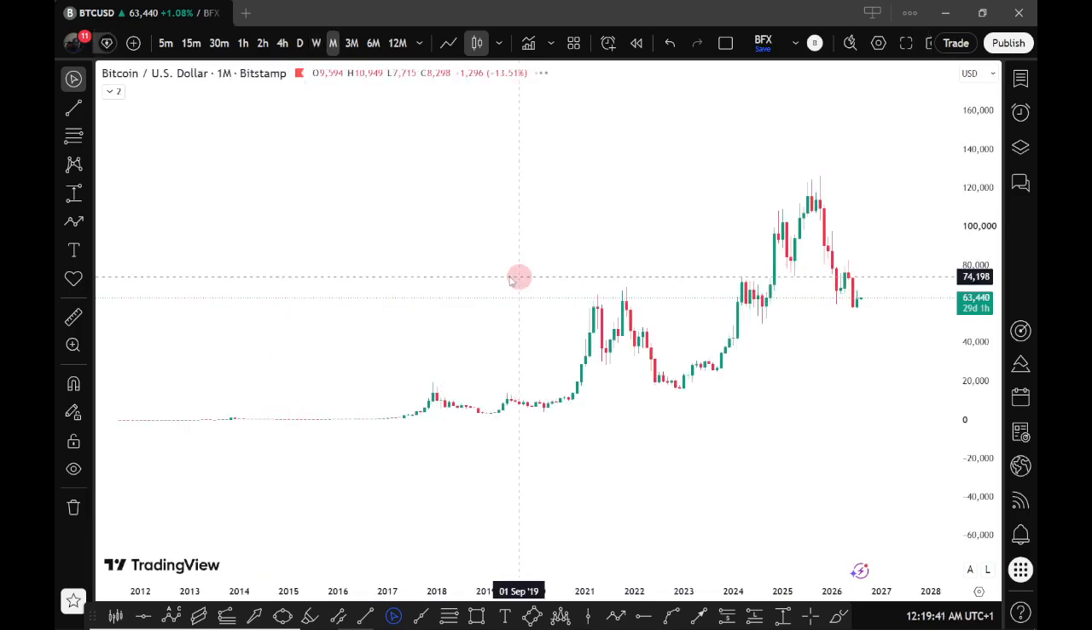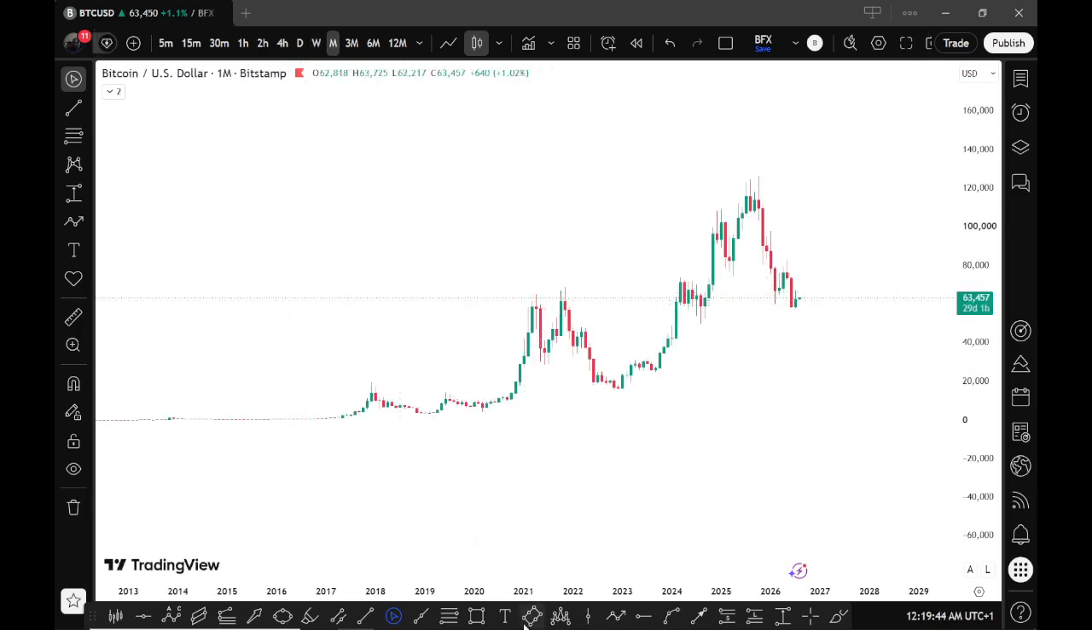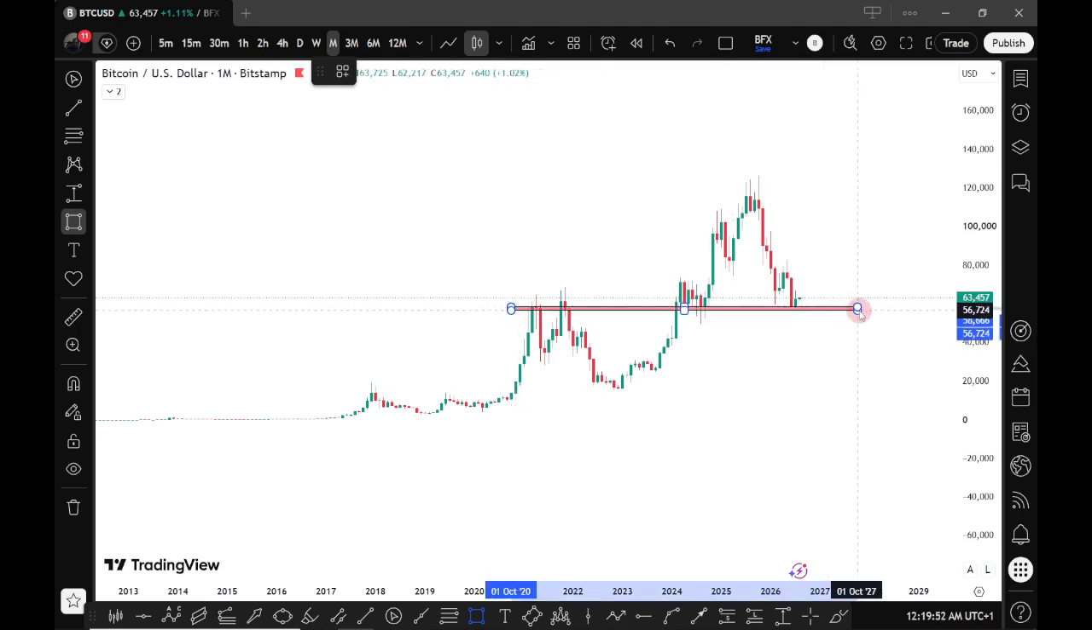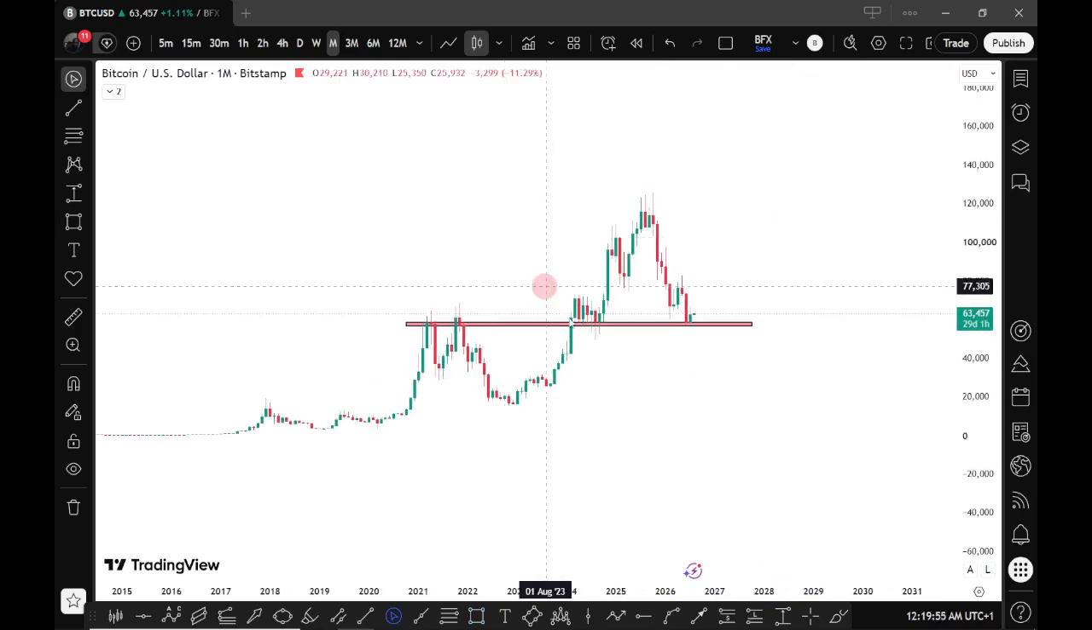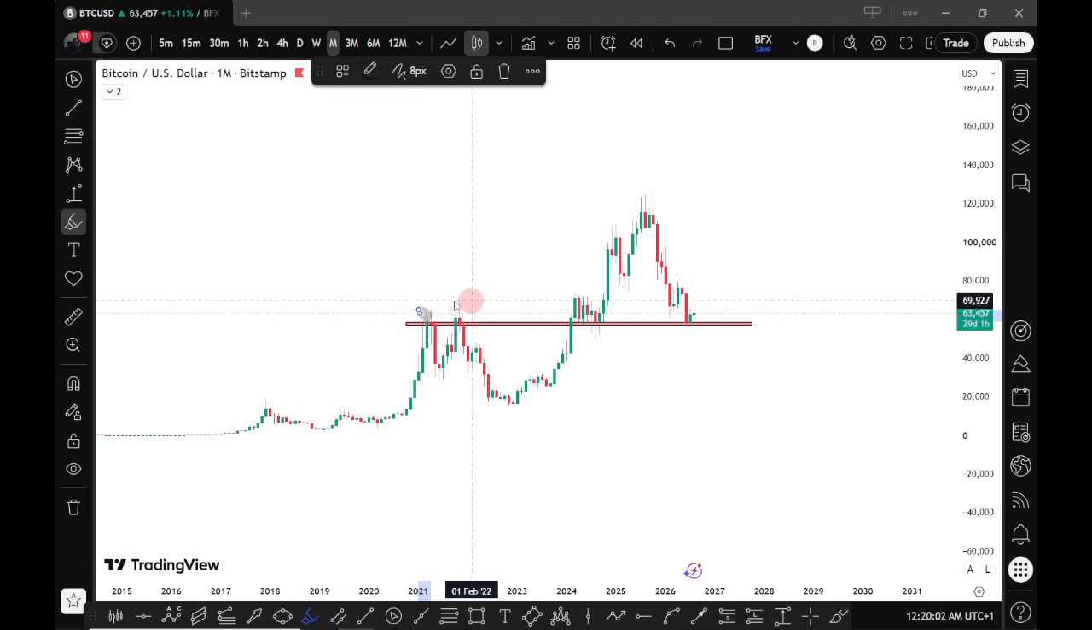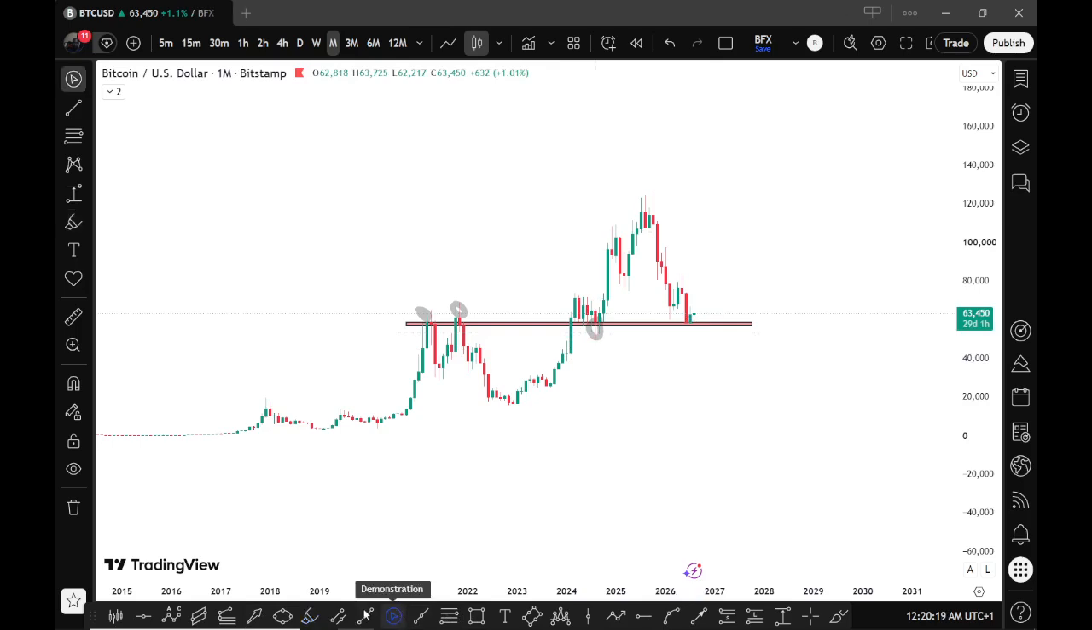Let me draw this level, because we can see this level on monthly. This is a key level here on the monthly time frame, where the price is bouncing from. You can see the bounce here. You can see another one, and another one here. So the current one is trying to react to this level. So that's what we are seeing on that level.